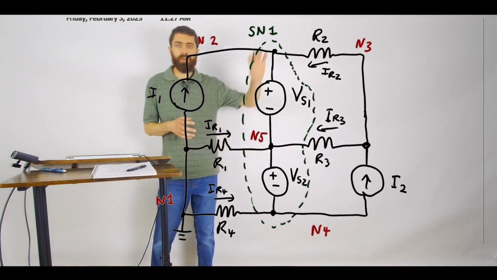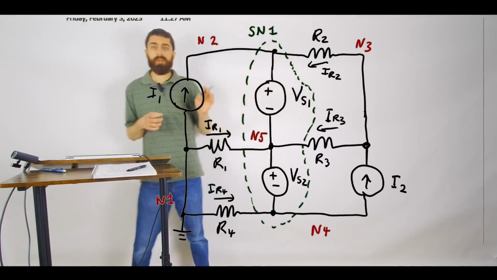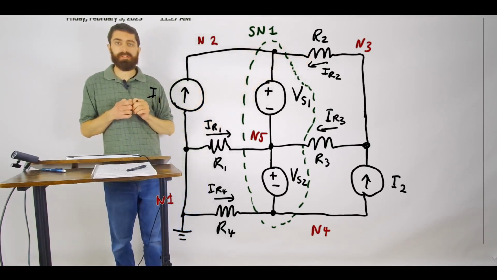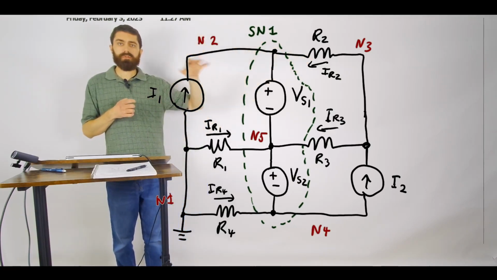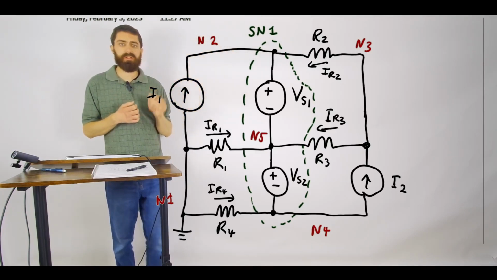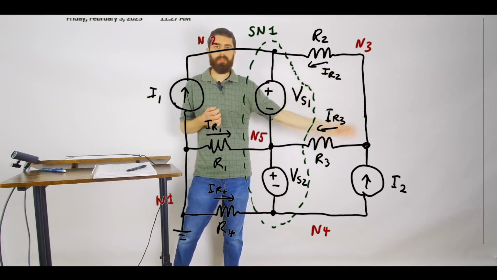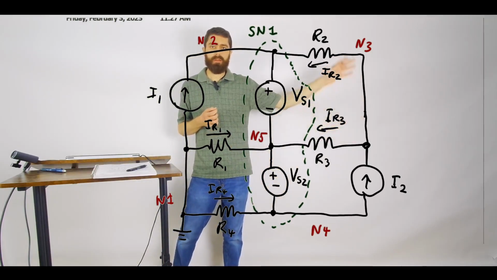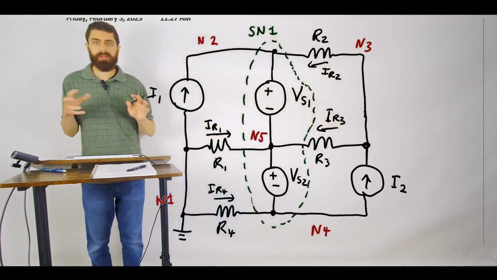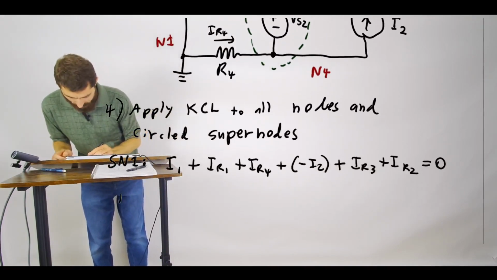So we've applied our KCL equation to this supernode here, and then we want to examine these other nodes to see if we need to apply KCL. Well, with node 2, there's nothing else connected, so we don't need to apply KCL there. And the same thing goes for node 4. So node 3 is the only other node that we need to apply KCL to. So then we do node 3.